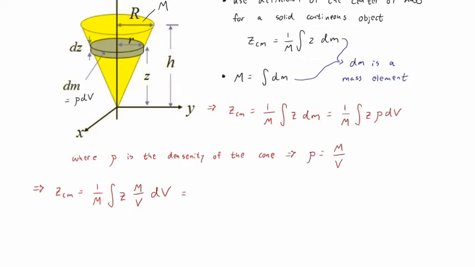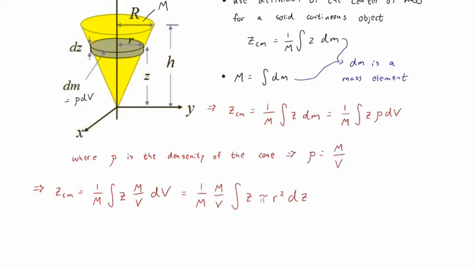Well, dV is a particular little volume element now, right? And it's got thickness dz, and it's got cross-sectional area pi r squared. So that means that dV is exactly pi r squared dz. Okay. So we have our 1 over M and our M over V, okay, and then we're going to have z, and then pi r squared dz.